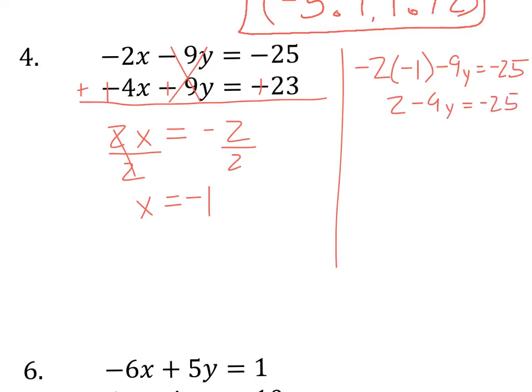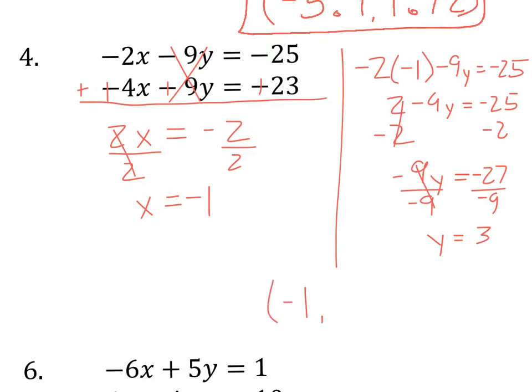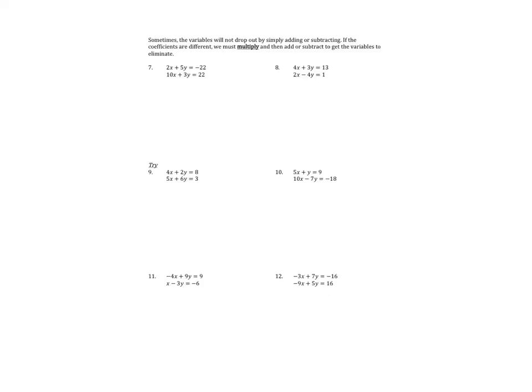Okay, so getting y all by itself. I'm going to subtract 2 from both sides. So negative 9y equals negative 27. Divide by negative 9. And y equals a positive 3. So write it as an ordered pair. And we get negative 1 comma 3. All right, let's flip to the back.